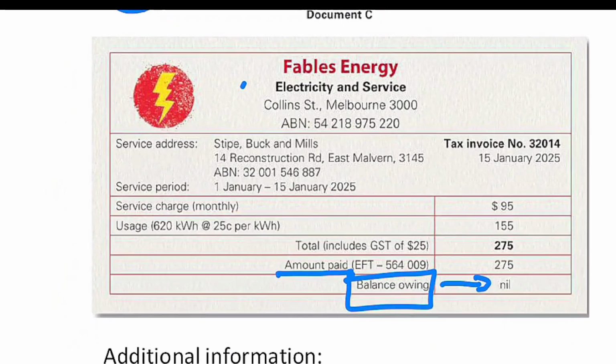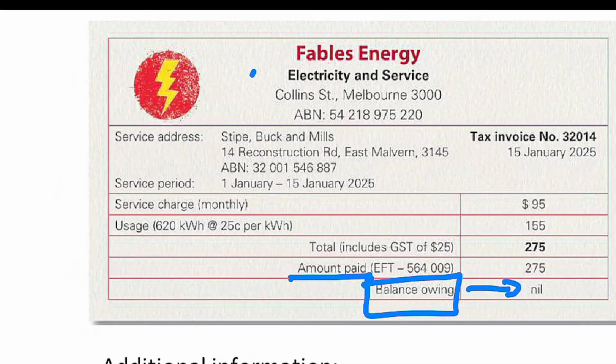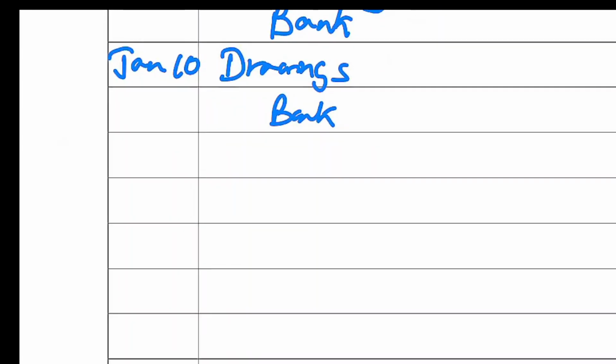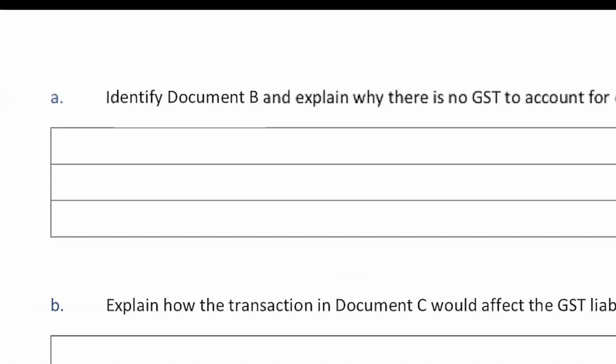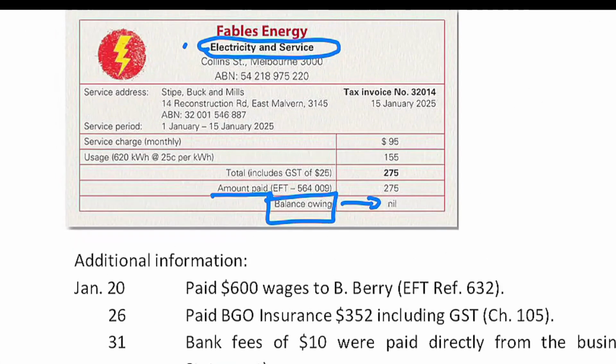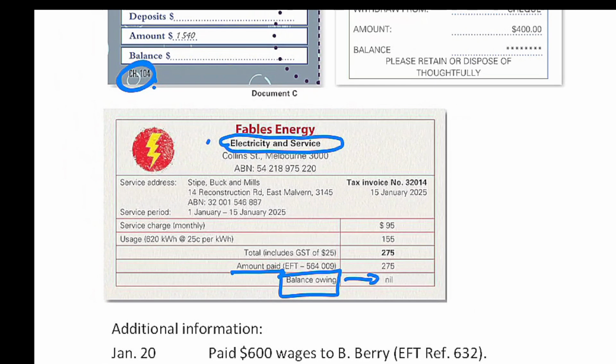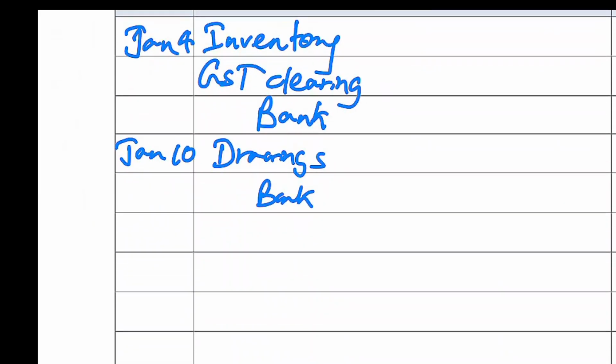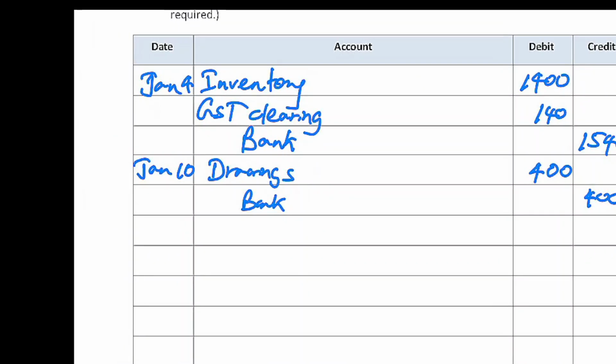So what is the double entry for that one? So this is for the electricity, right? Electricity. So then what is the double entry? Yes, Natuki, did you write the double entry? Electricity expense is debit 250, GST clearing debit 25, and bank credit 275.